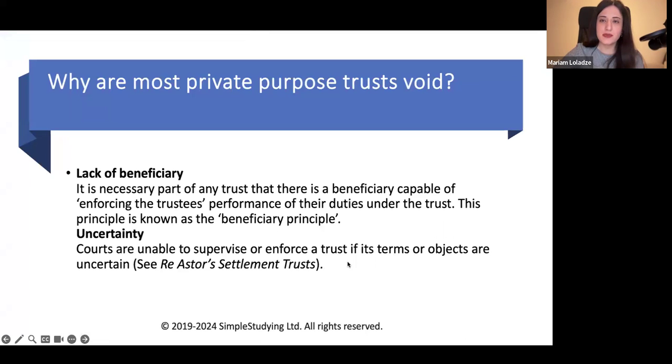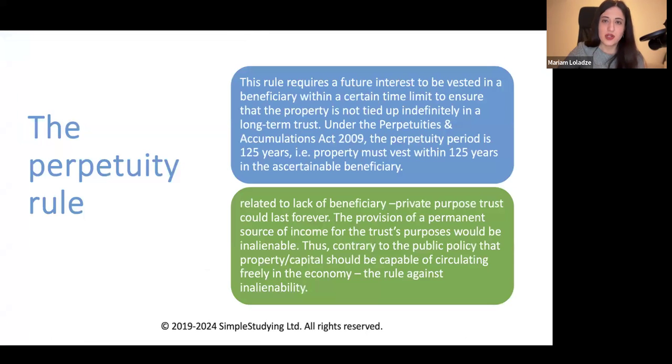Why are most private purpose trusts void? Lack of beneficiary. If there is nobody to be benefiting from it, then the trust cannot exist unless it's a charitable trust. Uncertainty. Courts are unable to supervise or enforce a trust if the terms or objects are uncertain. The perpetuity rule. The rule requires a future interest to be vested in a beneficiary within a certain time. So the idea is that the trust cannot last forever. There has to be an end.